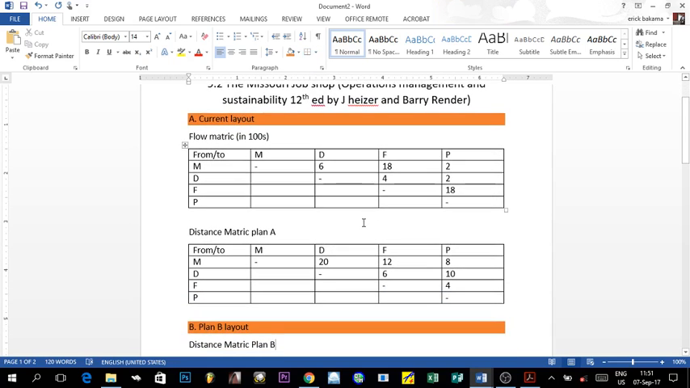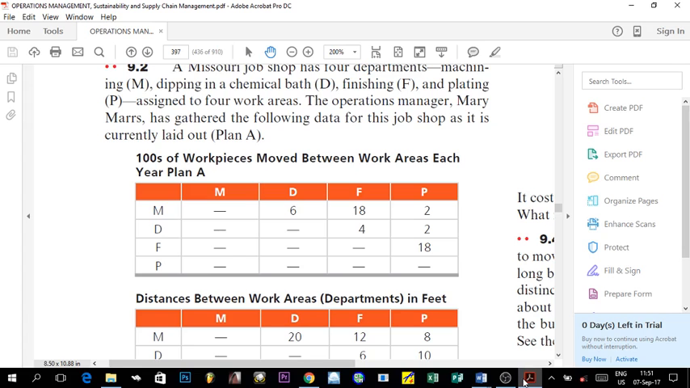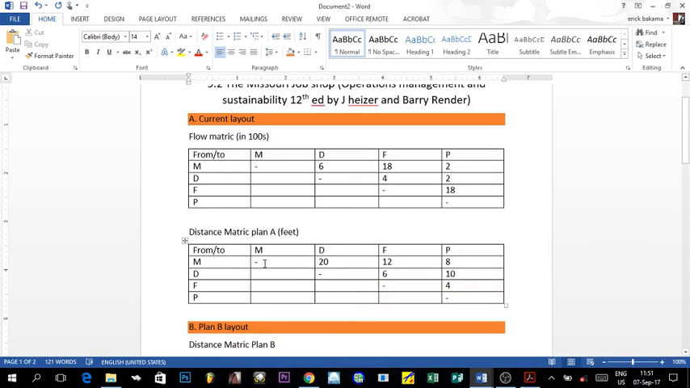Now the second part. This is the distance flow metric, the distance metric for plane A. In this case, they are telling us that the value between brackets is in feet. So what they are telling us is that it is 20 feet for the distance between M and D, and we have 12 feet for the distance from M to F, and so on.